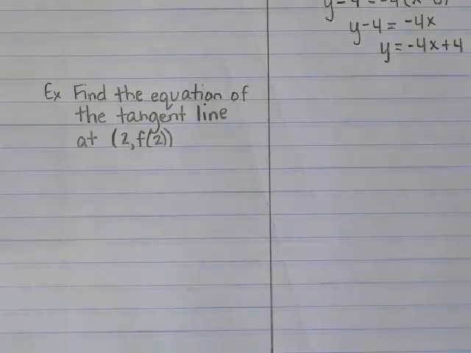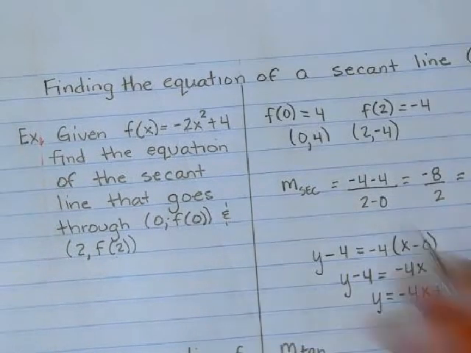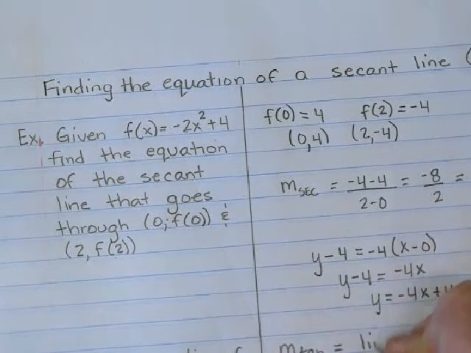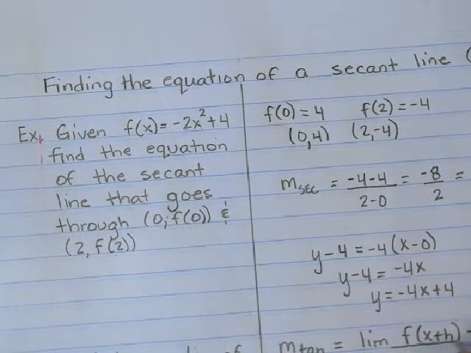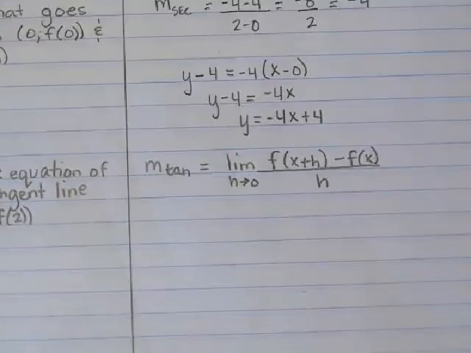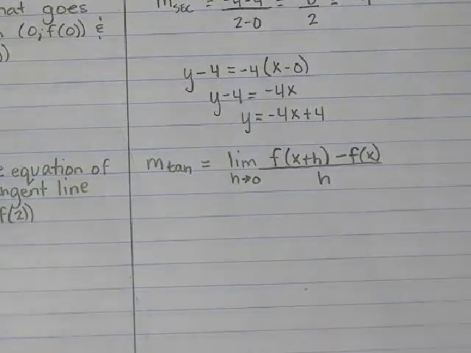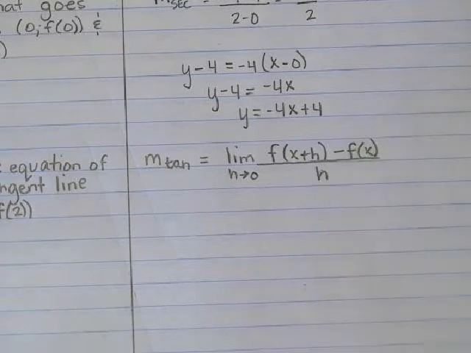Okay, so what I need to do is use my formula that says, all right, if you want the slope of the tangent line, you're going to have to take the limit as h approaches 0 of f of x plus h minus f of x, all over h. Okay, and we practiced that a lot in pre-calculus. We didn't put limit in front of it, but we practiced using this.